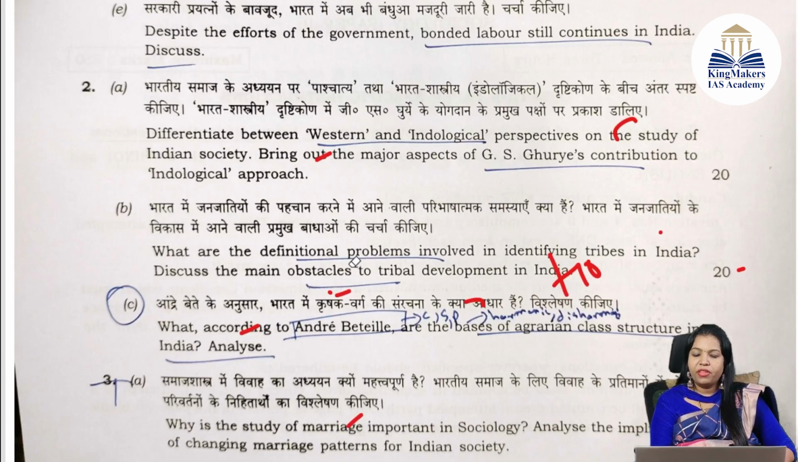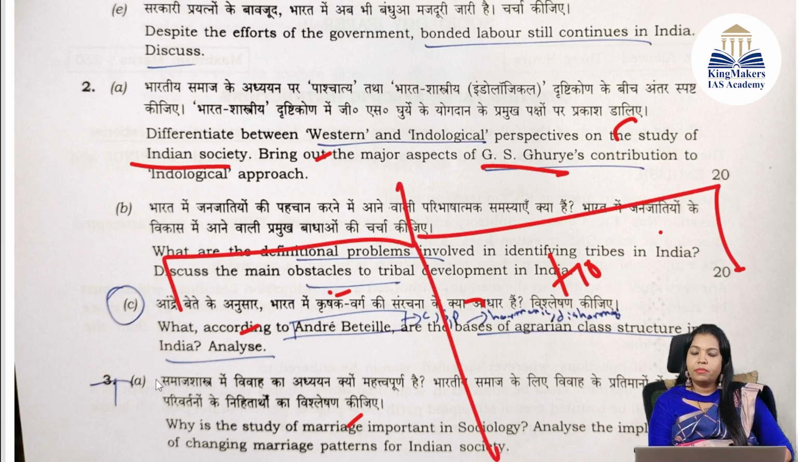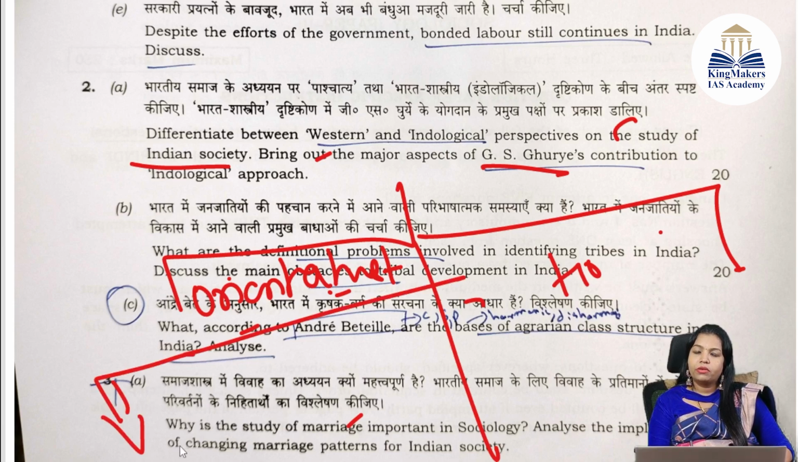Question number 2 says: differentiate between Western and Indological perspective on the study of Indian society, and bring out the major aspects of G.S. Ghurye's contribution to the Indological aspect. Very straightforward question. You have to distinguish between Western perspective thinkers, or Orientalists, and the Indological perspective. They wanted to study Indian society from their own perspective, and they presented Indian society in both a positive and a negative way. So this was a difference.